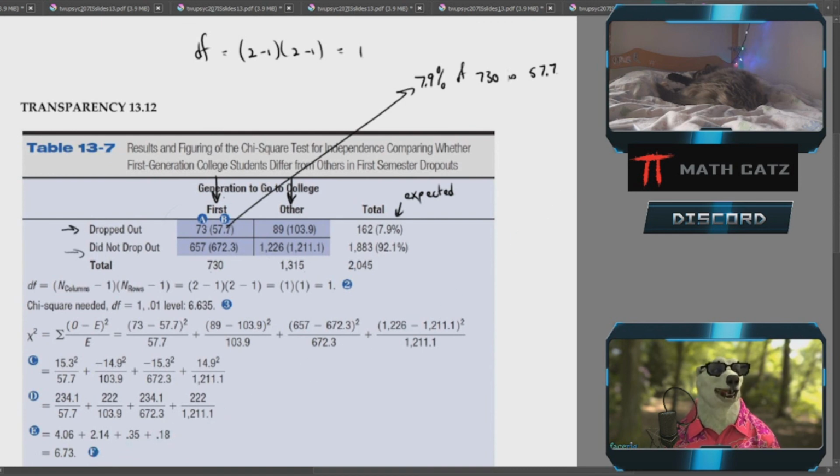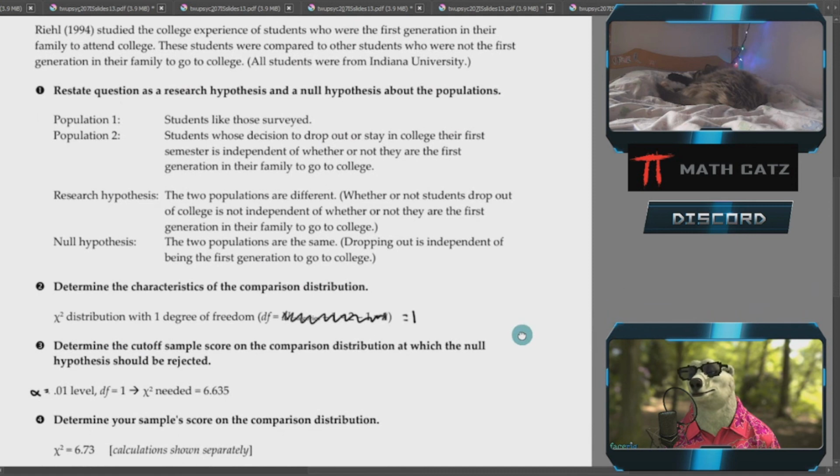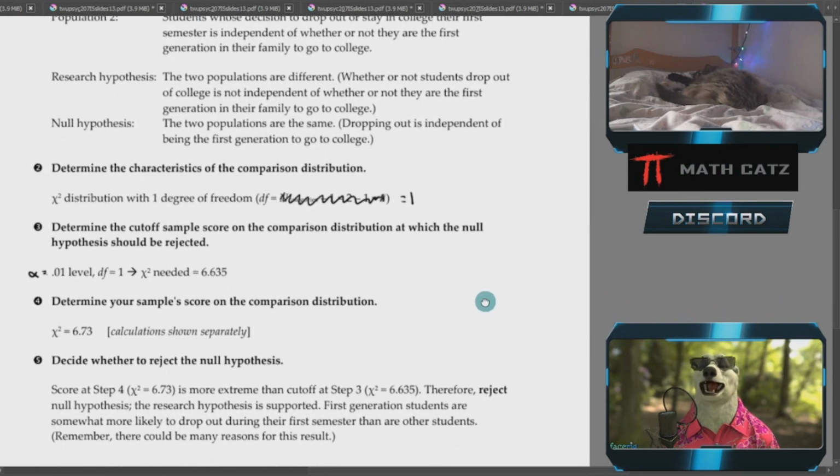I can then go back. And remember, you can, of course, always pause the video if you need to read it more carefully. What did I just say? 6.73. So it's close, but it is more than our cutoff. We therefore reject. That's why we have a cutoff, to make a clear decision, yes or no. In this case, yes, we reject the null hypothesis in favor of the research hypothesis.